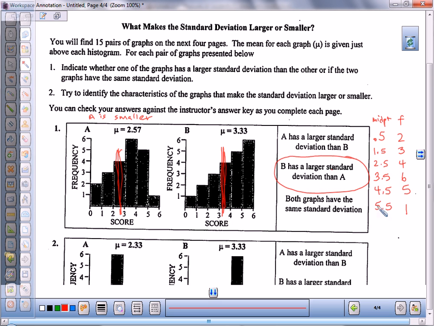So what we could do is enter this data into our calculator. Put this in L1, put this in L2, and whichever calculator you're using, use this as our data. This is the frequency of each piece of data. And find the standard deviation using your one variable statistics. And we know we're looking at the standard deviation of the population because we were given mu as our average.